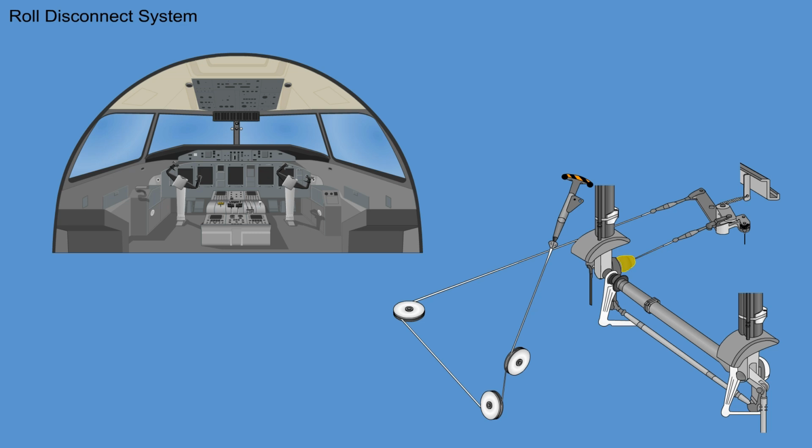A clutch mechanism on the bottom of the co-pilot's control column is normally engaged. To disengage the clutch, the roll disconnect handle must be pulled and then rotated 90 degrees to remain in the disengaged position.